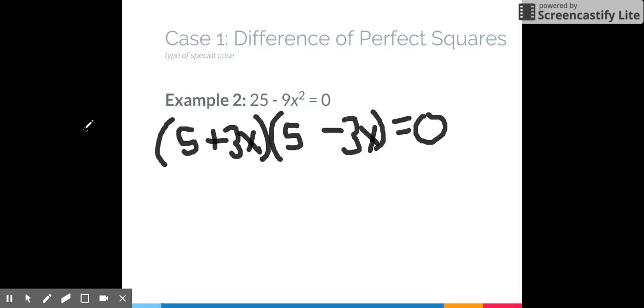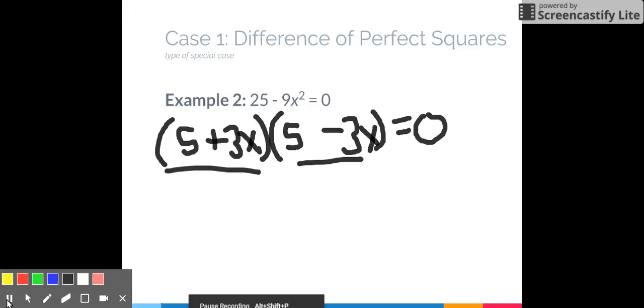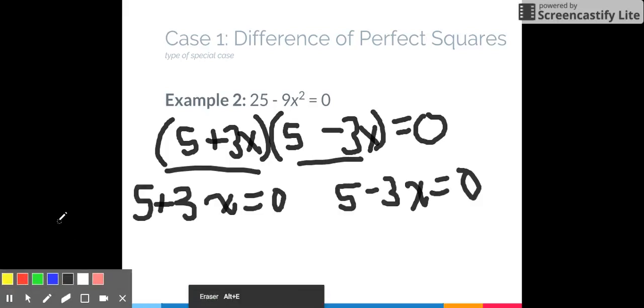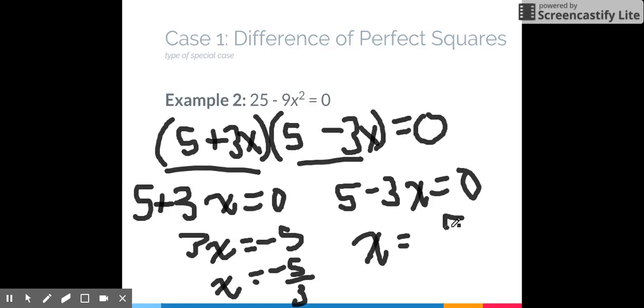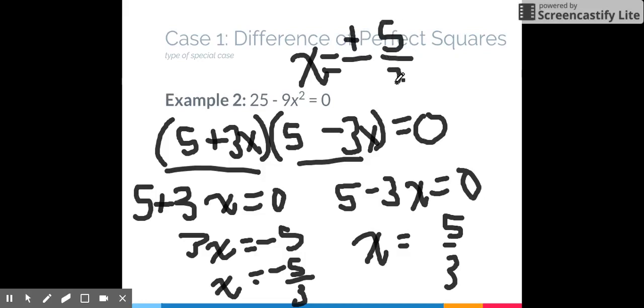If you're asked to solve and not just factor, then we take both of these factors and set equal to 0. So we're going to get 5 plus 3x equals 0 and 5 minus 3x equals 0. When we solve, we're going to get 3x equals negative 5. So x equals negative 5/3. And over here, we would get x equals positive 5/3. You can leave it like this, or if you want to write it more simply like we did in the last example, we get x equals plus or minus 5/3. And that is how you use the case of difference of perfect squares.